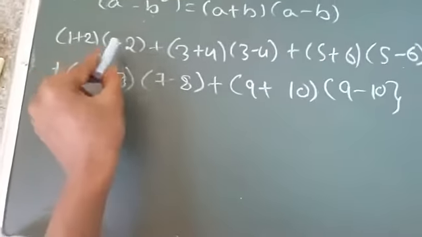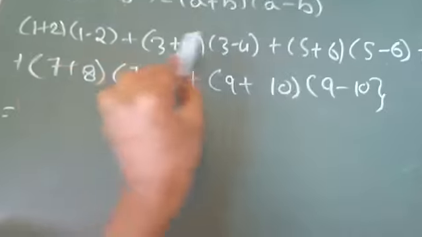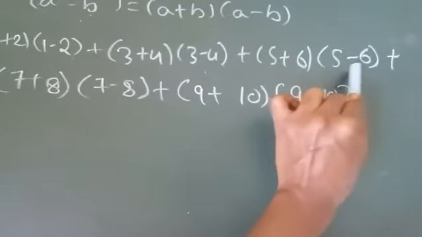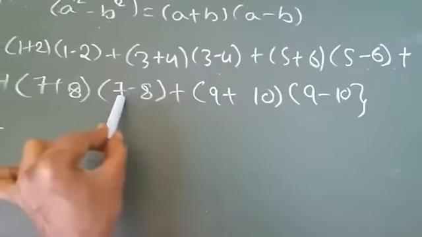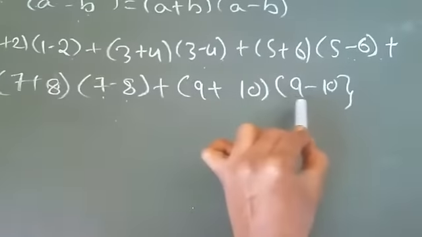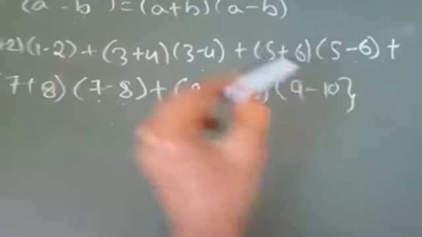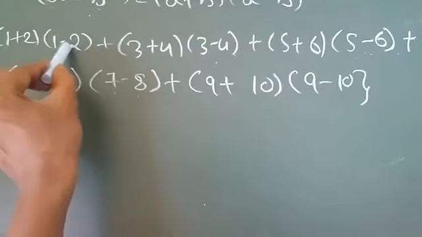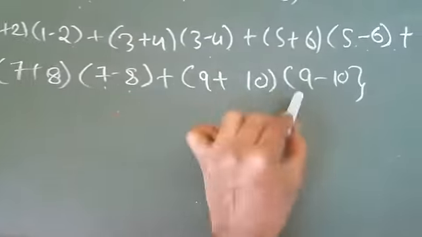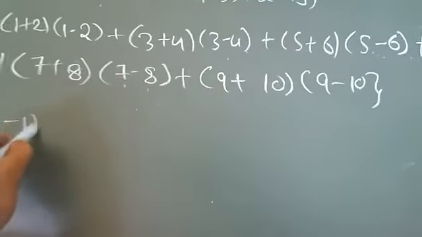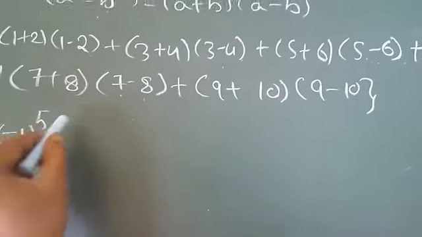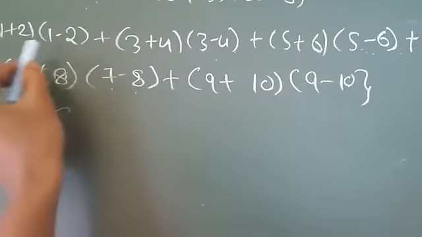Observe here, when you subtract 1 minus 2, you will get minus 1. 3 minus 4, you will get minus 1. 5 minus 6, you will get minus 1. 7 minus 8, you will get minus 1. 9 minus 10, you will get minus 1. So how many minus terms are there? 1, 2, 3, 4, 5. So take minus 1 whole power 5 as common, and add the remaining terms.